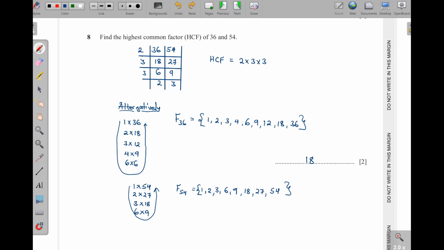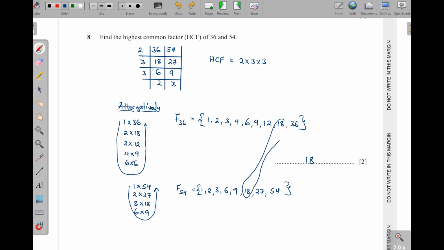Okay. All right. Now the common ones, we have 2, we have 3, we have 6, we have 9, and then 18. But which one is the highest? Is 18. So that's why our highest common factor is 18. But I would recommend this one here, okay? Because if you miss out on some factors in here, you might get it wrong, okay?